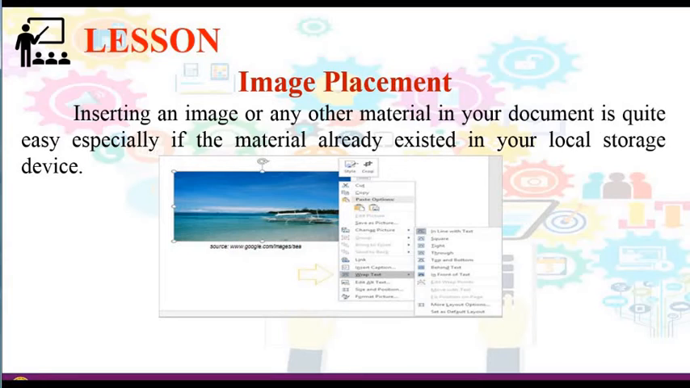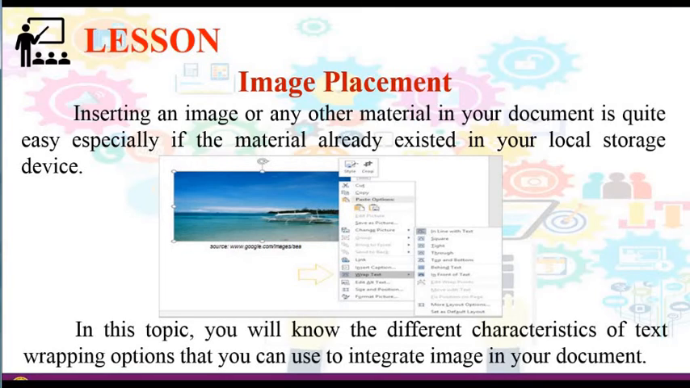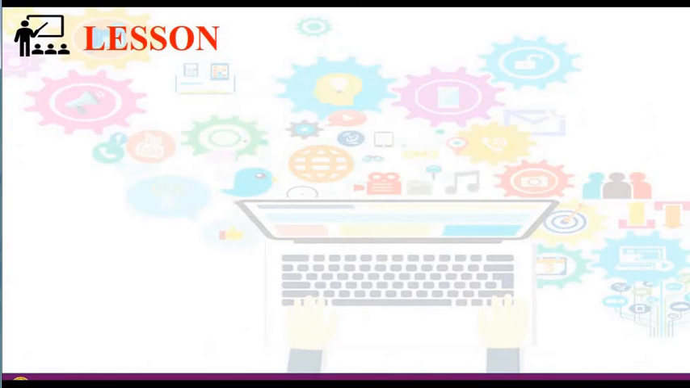This includes inline with text, square, tight, through, top and bottom, behind text, in front of text. So these are the image placements which are common for you as a student. You can actually discover this one when you open a Microsoft Word document, and you can actually describe it for yourself when you use this one. In this topic, you will know the different characteristics of text wrapping options that you can use to integrate images in your document. Things to prepare.